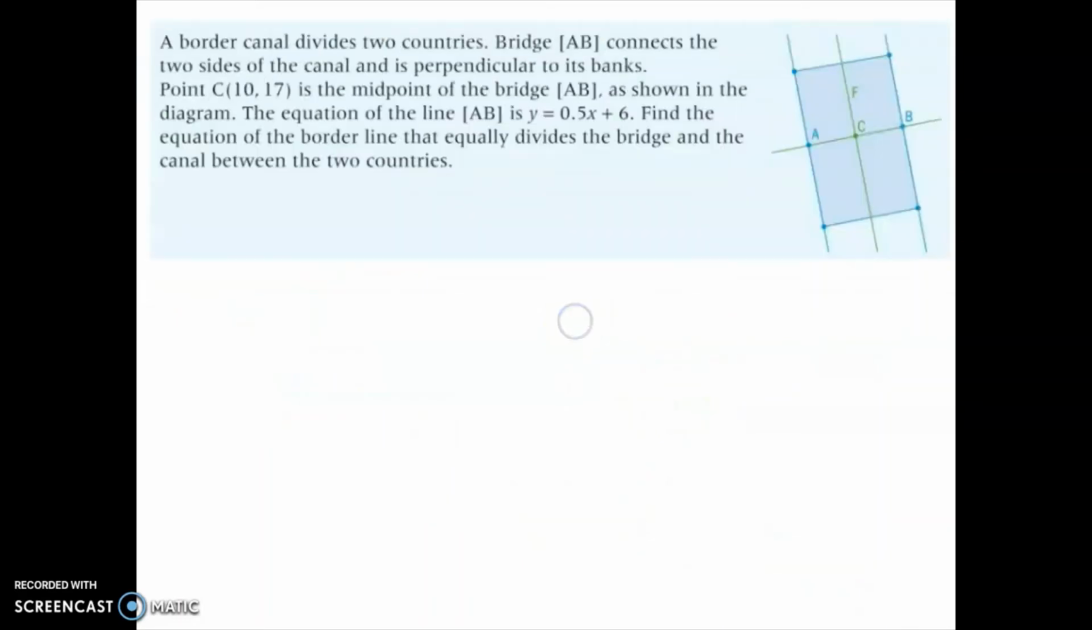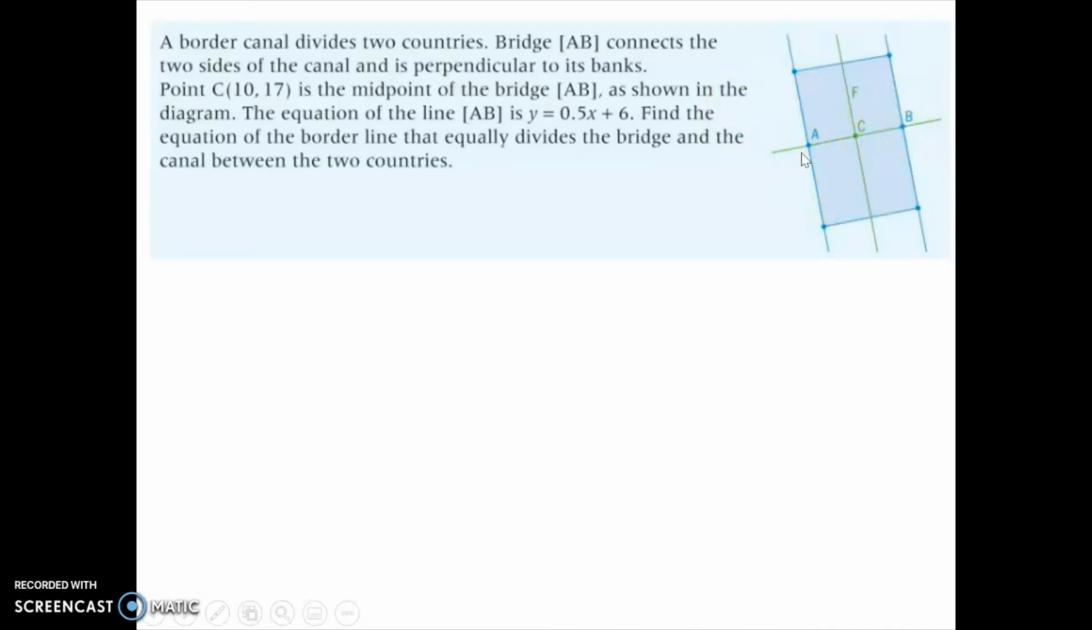Okay, let's try another one. The last few problems are going to be a little bit longer, a little bit more complex here. So we have a border canal dividing two countries, bridge AB. So the canal runs like this, up and down, okay? And this is a bridge across the canal going from one country to another. It says the two sides of the canal are perpendicular to the bridge. That makes sense, all 90-degree angles here.